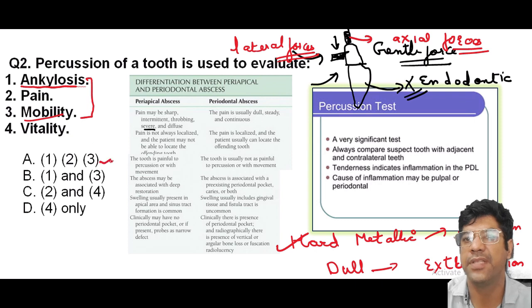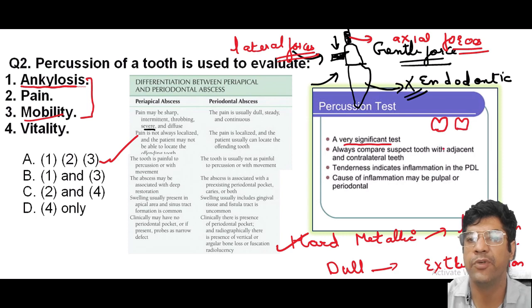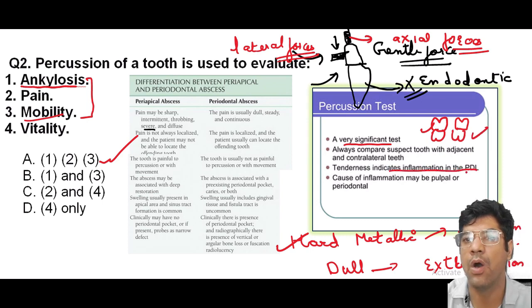So percussion test is a very significant test. You have to always compare the suspected tooth with the adjacent and the contralateral teeth. So the tenderness would indicate there is presence of inflammation in the periodontal ligament. The cause of inflammation could either be pulpal or periodontal.